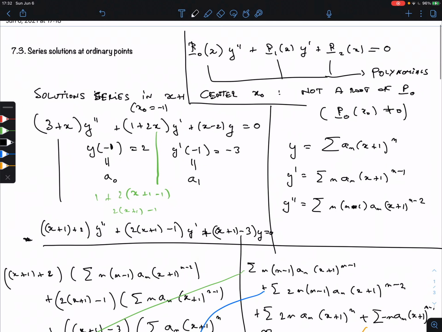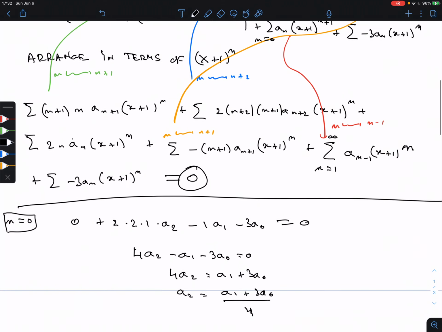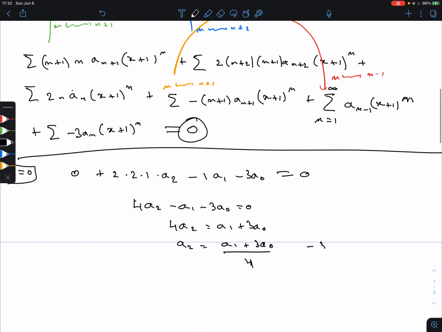And so a1 was minus 3 and a0 was 2. So we get (minus 3 plus 3 times 2) over 4, which is 3 over 4. So a2 is 3/4.